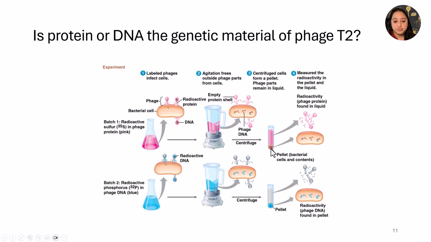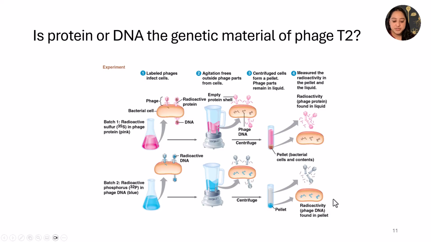So in batch 2 on the bottom, this is what happened. They found that the DNA that was marked by the radioactive phosphorus did end up at the bottom with all the rest of the parts of the cell. So that must be what got into the cell. And so that's what they determined.